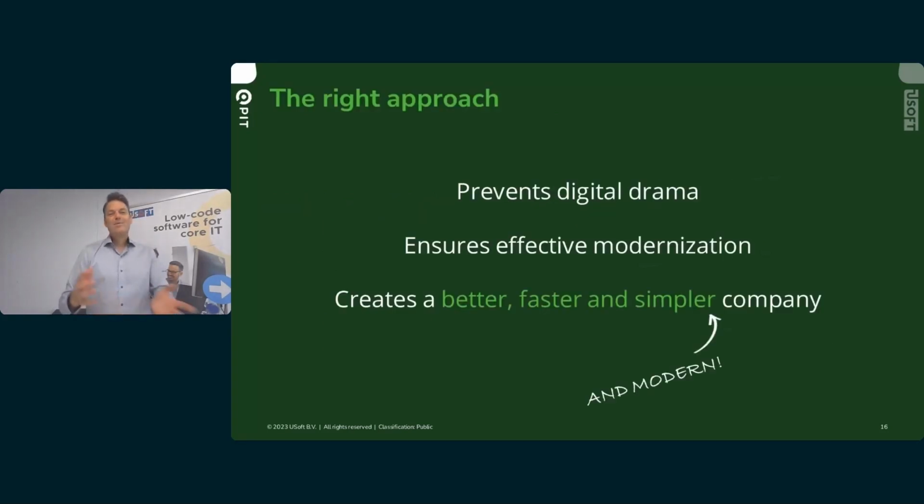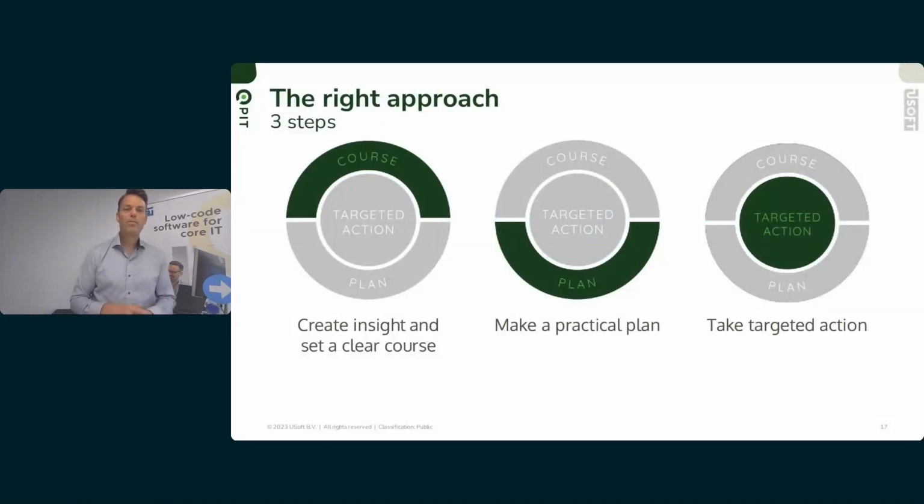That's a pity. Well, the right approach will prevent the digital drama. It will ensure effective modernization, and it creates a better, faster, simpler, and also more modern company. So what would be the right approach? Well, it exists of 3 steps. You have to create insight and set a clear course. That's the first step. It's closely related to the pillars I just explained. You have to make a practical plan and take targeted action.